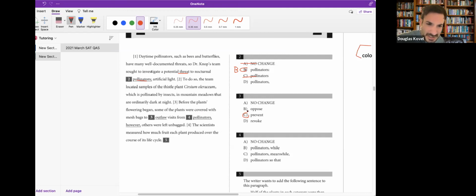You can't really say that placing the bags opposes visits, because it's not like the bags are actually against the visitors. Maybe you could say the scientists oppose having the pollinators visit, but otherwise that sounds really wrong. And A and D have more of a legal or policy connotation, like we're not making it illegal for the pollinators to visit, and we're not revoking a privilege they have, like you might revoke someone's computer privileges if they break a rule. So C is the only choice that really makes sense there.